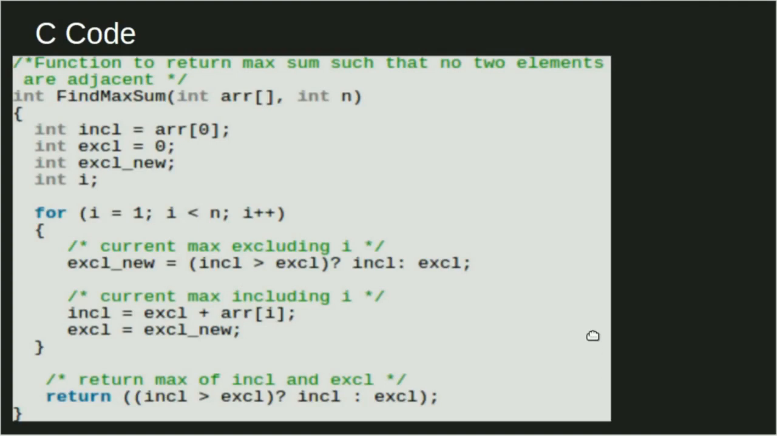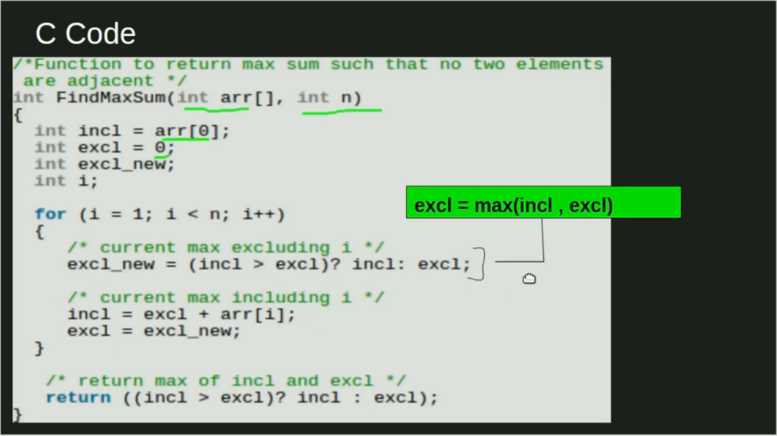This is the final code for finding the maximum sum. We take the array and length of the array as input. Initially we set include equal to the 0th element of the array and exclude equal to 0. We will start the loop. This statement is to find the maximum of include and exclude, that is our exclude.